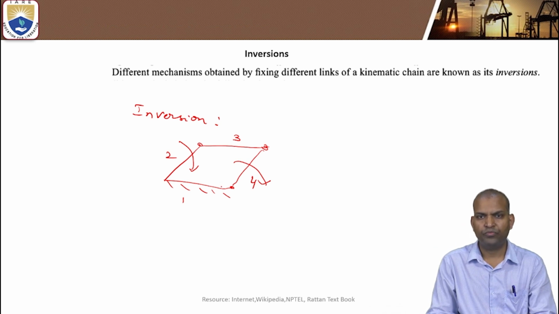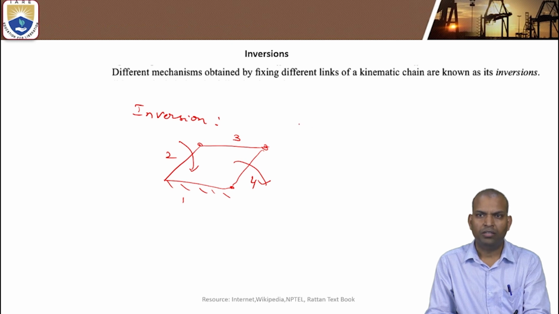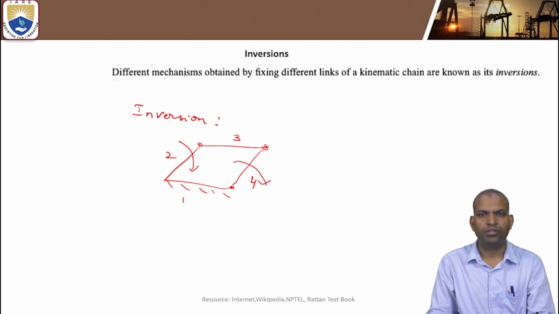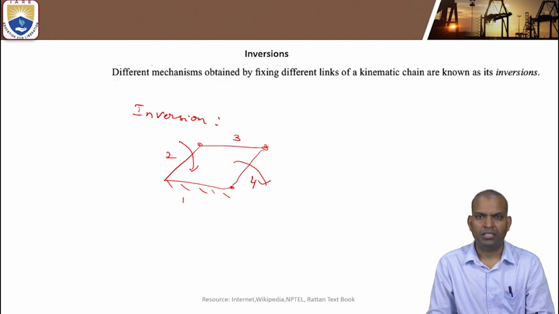And remove link 1 and fix link 2. Then it will obtain a different mechanism. That is called a different inversion. That is the second inversion. If you fix link 3 and give motion to any one of the links, a different output will be obtained. That is called the third inversion. Similarly, if you fix link 4 and free the other links and give motion to any one of the links, then it will obtain another motion. That is the fourth inversion.